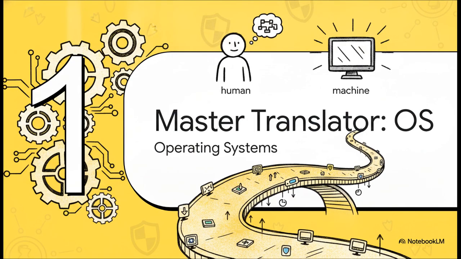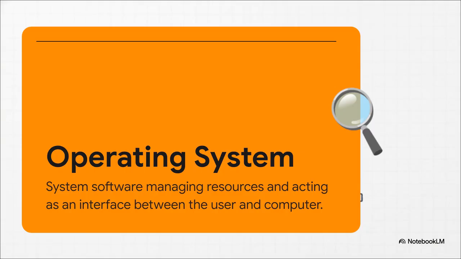Okay, let's dive into Section 1, the Master Translator, Operating Systems. Every single time you power on a device, you need a bridge spanning that massive gap between you, the human, and the machine itself. So if you're prepping for exams, you absolutely need this definition locked down. An operating system, or OS, is system software that manages computer resources and acts as an interface between the user and the computer. It is basically the boss. It handles the memory, the background processes, plus all your software and hardware.